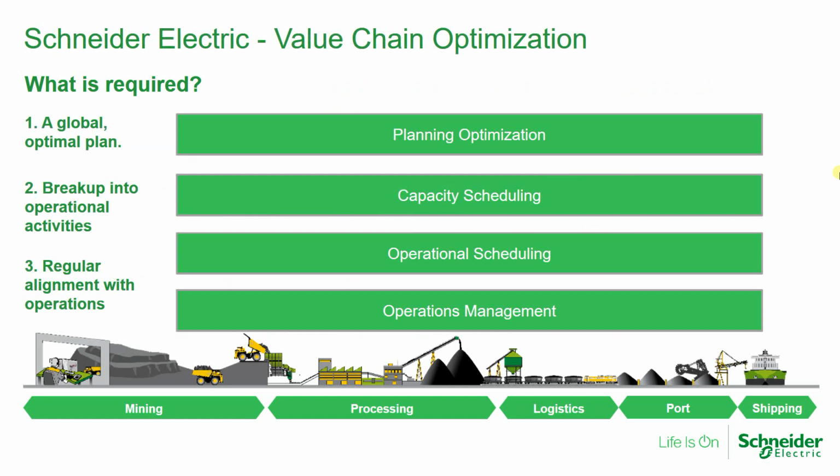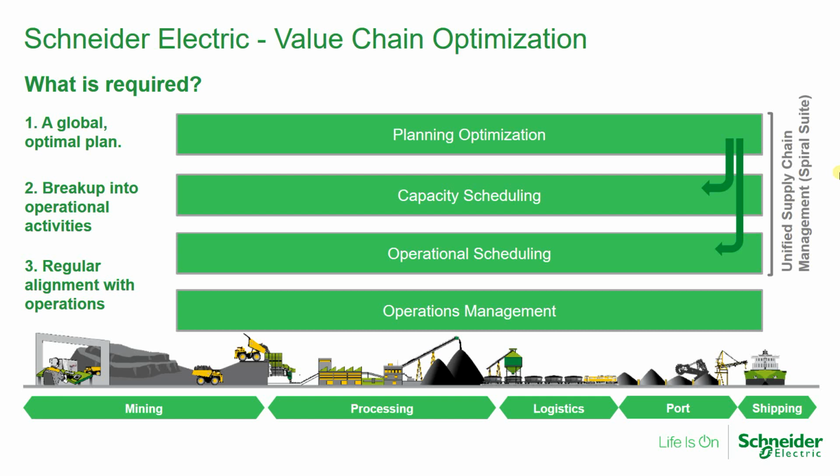Schneider Electric's value chain optimization brings together the components that address those needs. Planning optimization is where we produce that optimal plan that maximizes profits based on a physical model of the supply chain. This in turn feeds capacity scheduling, which is our mid-level planning system. This is an interactive planning level where the user can make adjustments to the plan, again being led by the targets from optimization. Thirdly, there is operational scheduling. This is where those activities are broken down into a level that can be passed on to execution. Again, operational scheduling is driven by the targets from planning optimization.